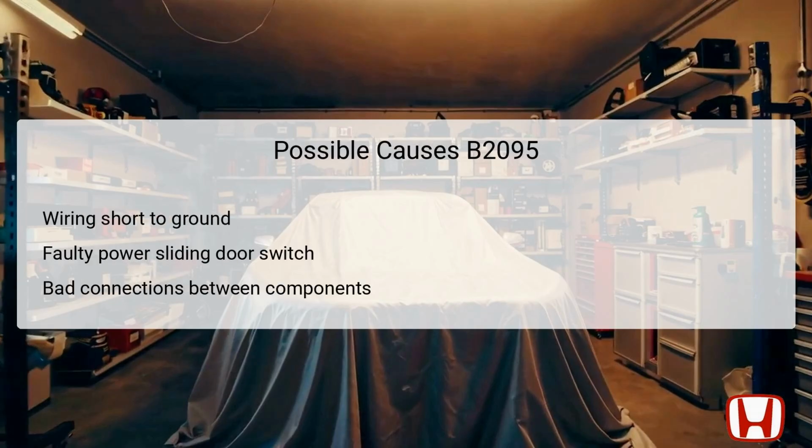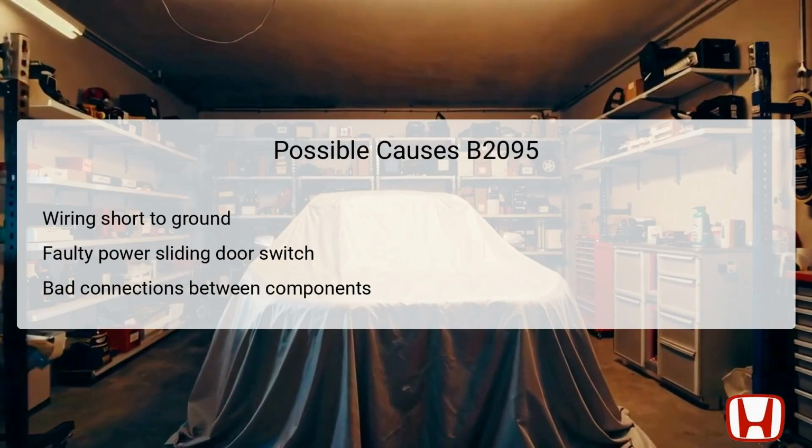The potential causes behind the DTC B2095 include a short to ground in the wiring between the right power sliding door control unit and the right B-pillar power sliding door switch. This wiring issue can lead to incorrect signaling, causing the error to trigger.